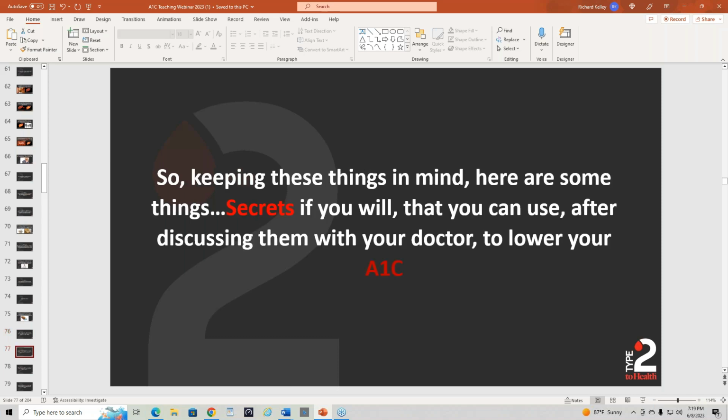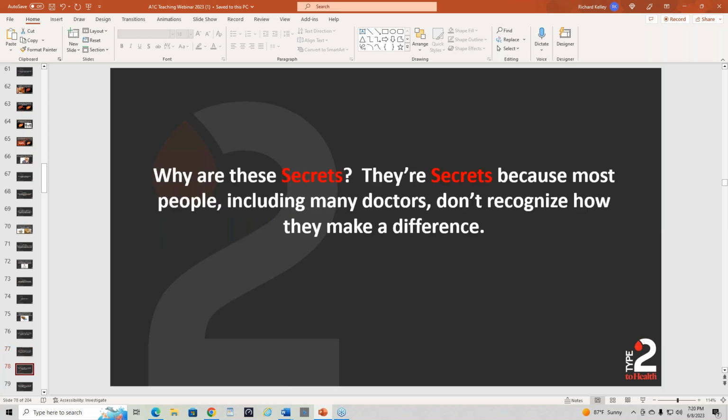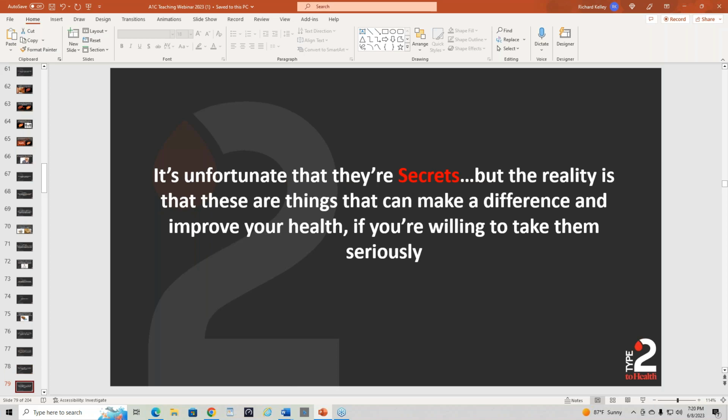So keeping these things in mind, here are some of the things, secrets, if you will, that you can use after discussing them with your doctor to lower your A1C. So why are these secrets in the first place? They're secrets because most people, including many doctors, don't recognize how they make a difference. And this is unfortunate that they're secrets, but the reality is that these are things that can make a difference and improve your health if you're willing to take them seriously.